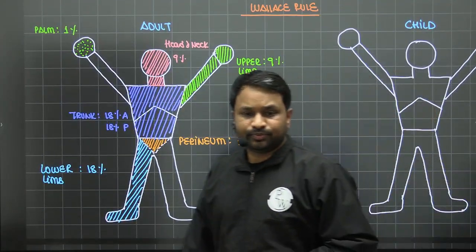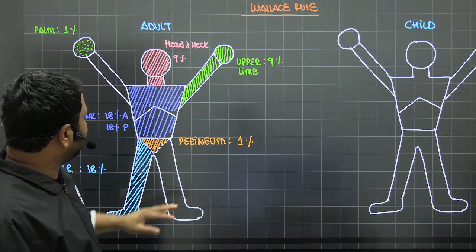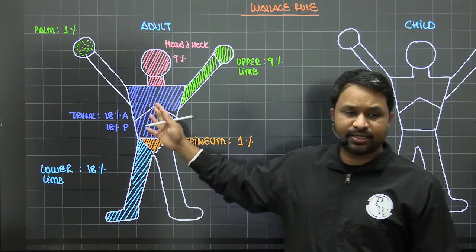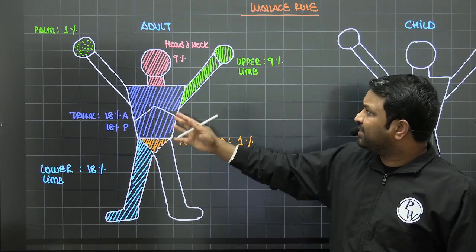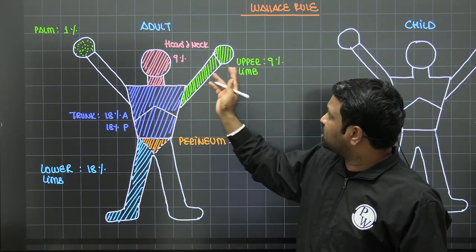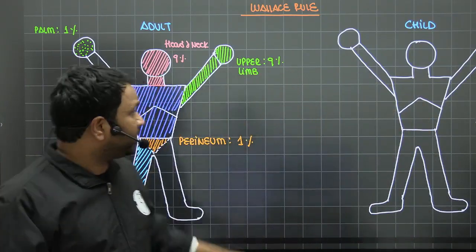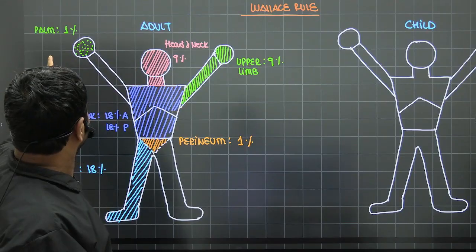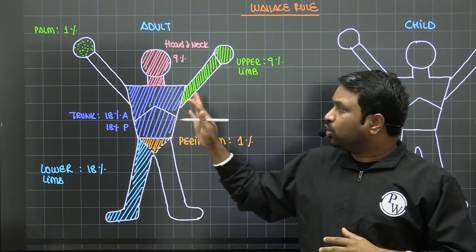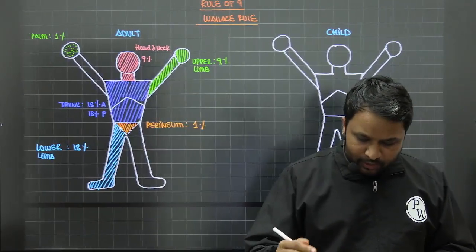So look at that. You have 9 for the head and neck. The 18 anterior and 18 posterior is 36. Then the upper limbs are 9 and 9, and the lower limbs are 18 and 18. Then 1% perineum, total 100%. So if you add up all together, you will get 100% of the total body surface area that is going to be burnt. Same thing when you look at the child.